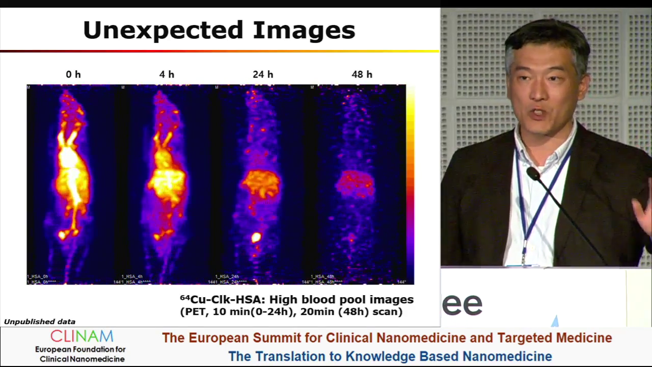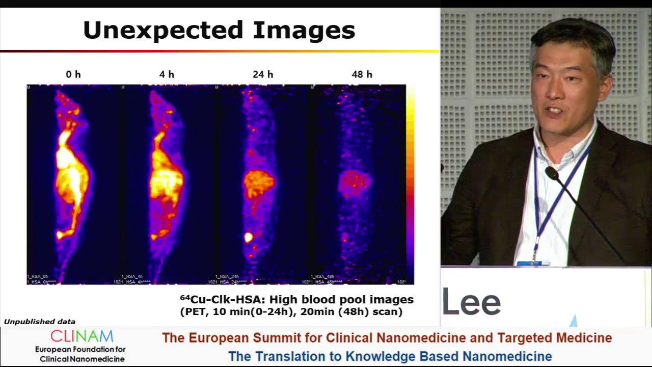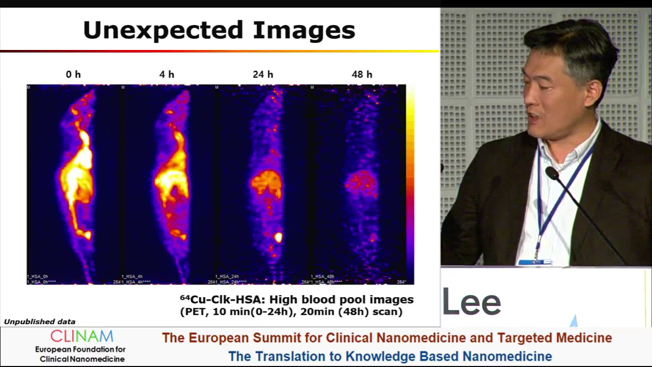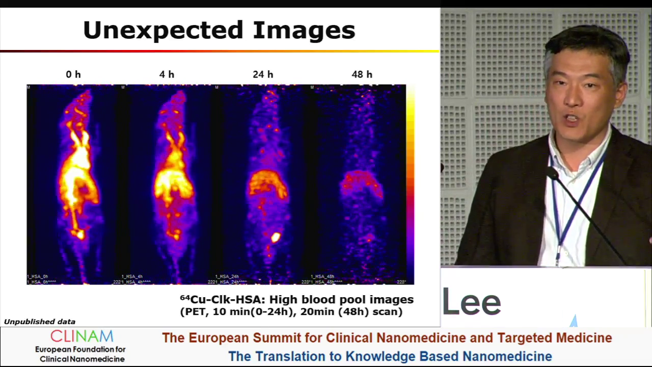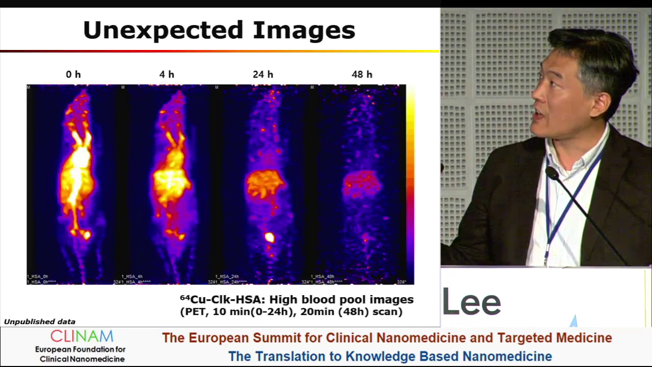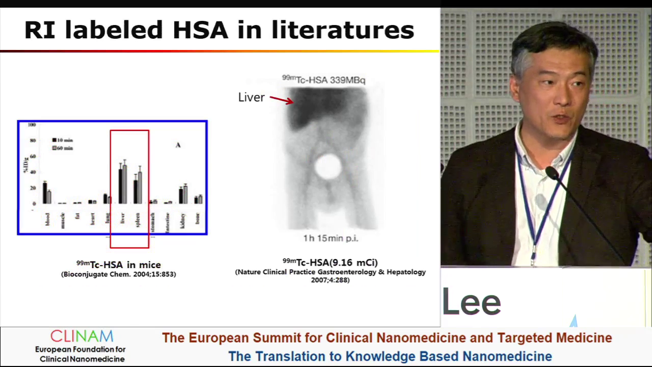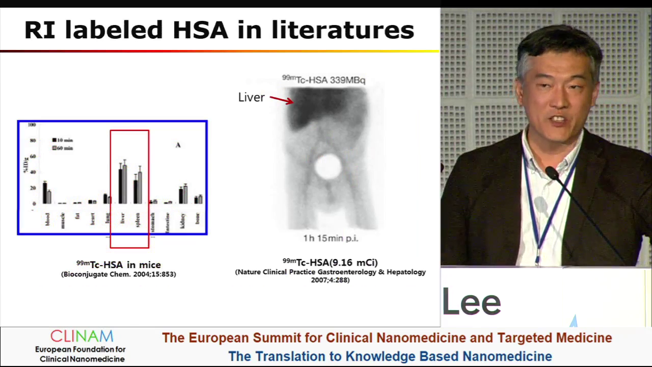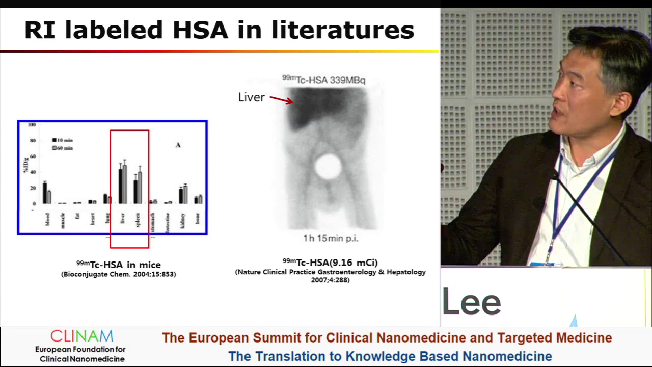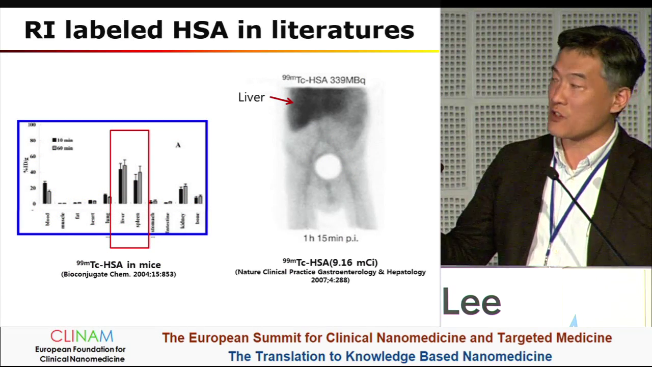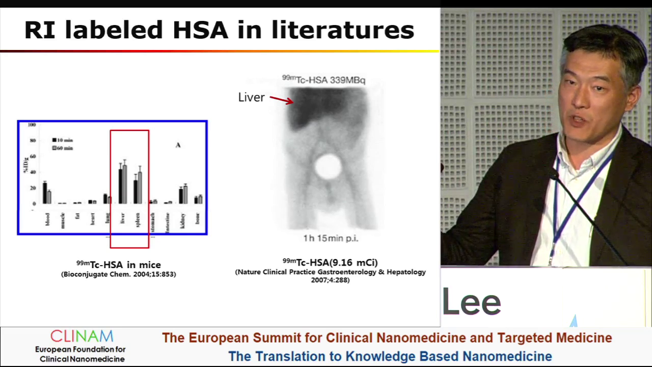It is quite sure, but after 4 hours, we still have a blood pool imaging. It is very uncommon for traditional blood pool imaging, such as technetium HSA, which we used for several decades for blood pool imaging for patients. You can see the high liver uptake after 1 hour, and even in a mouse distribution study, after 10 minutes you can see the high liver and spleen uptake.